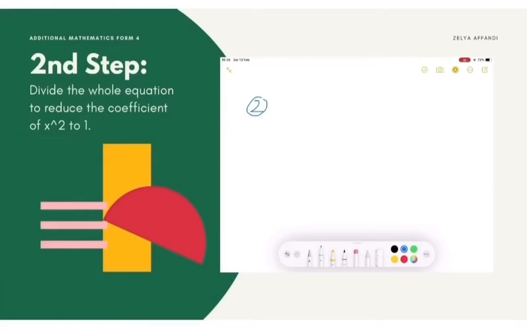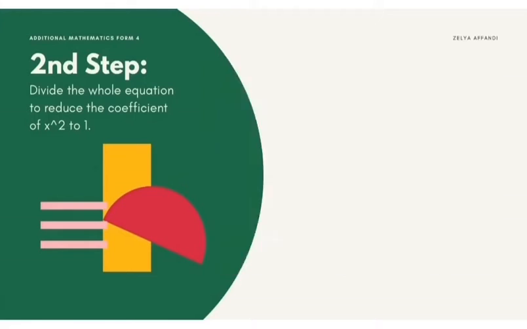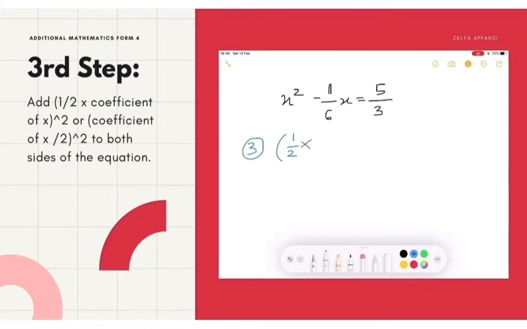The second step is to divide the whole equation to reduce the coefficient of x squared to 1. For this question, the coefficient is 6. So we will get x squared minus 11 over 6x equals 10 over 6. If you have noticed, I have simplified 10 over 6 to 5 over 3 to make it easier.